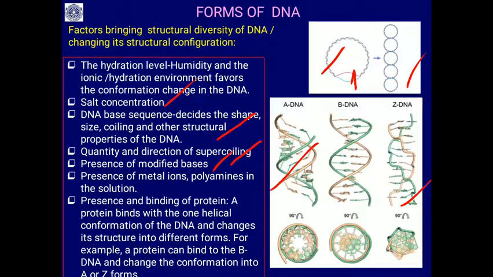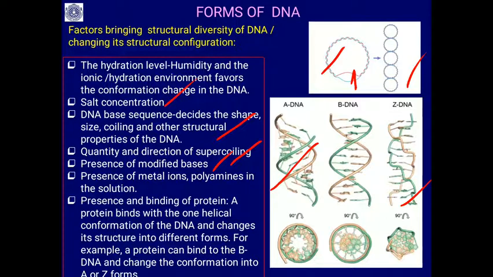The presence and binding of proteins. A protein binds with one helical conformation of the DNA and changes its structure into different forms. So some protein binds to the B form and changes it into the A form. A protein can bind to the B DNA and change the conformation to A or Z form.